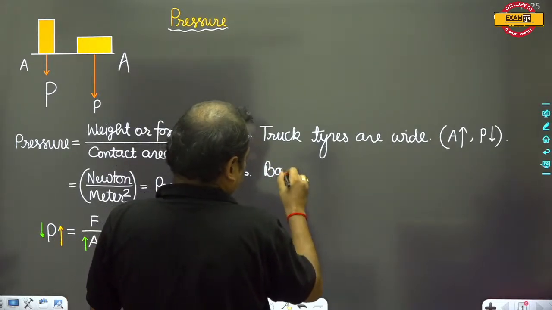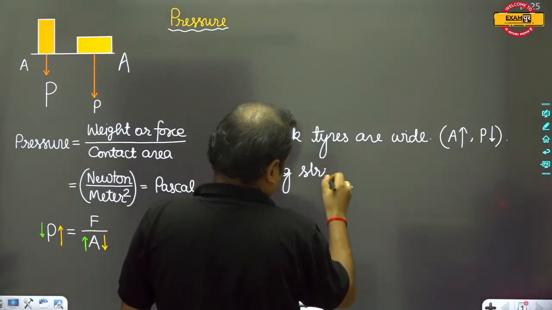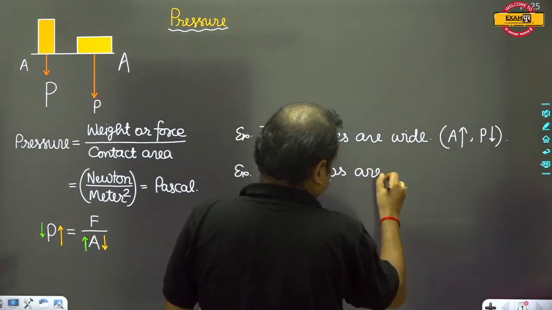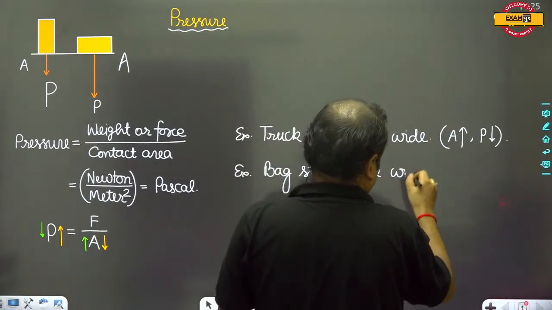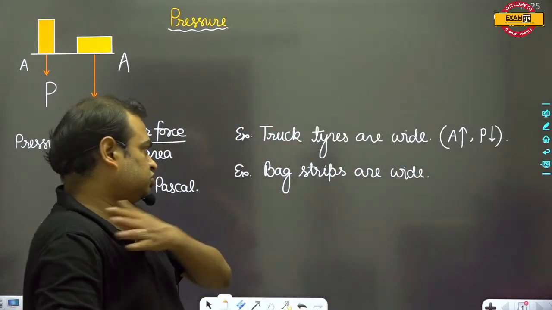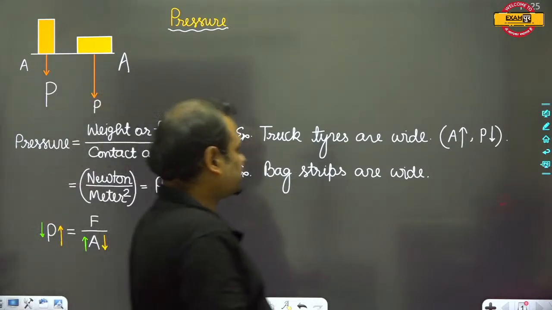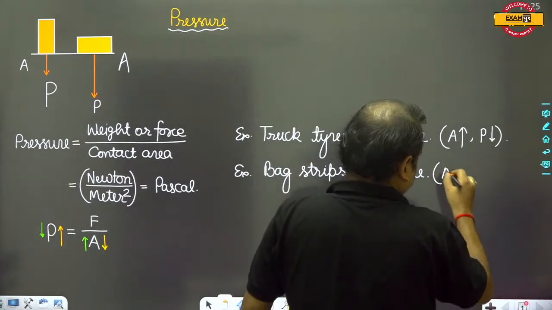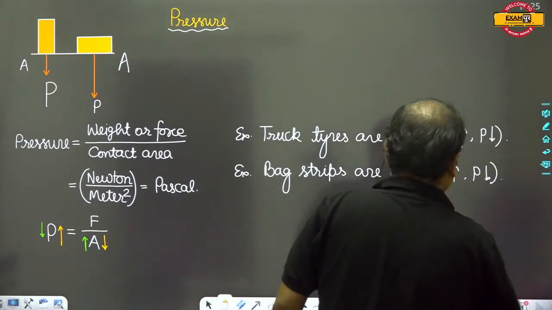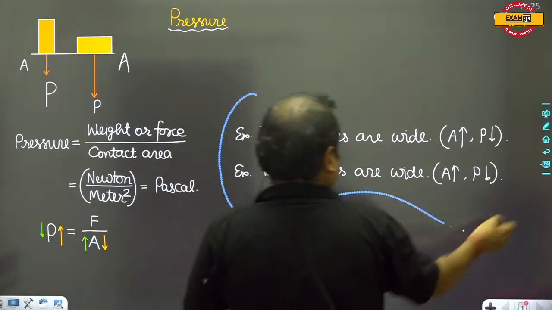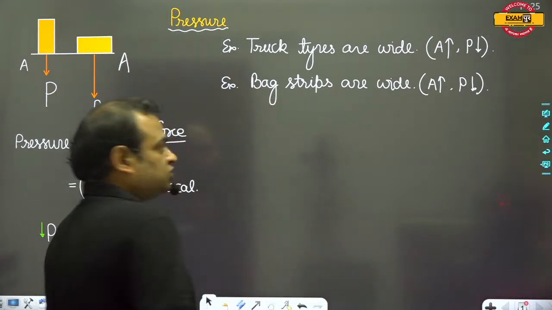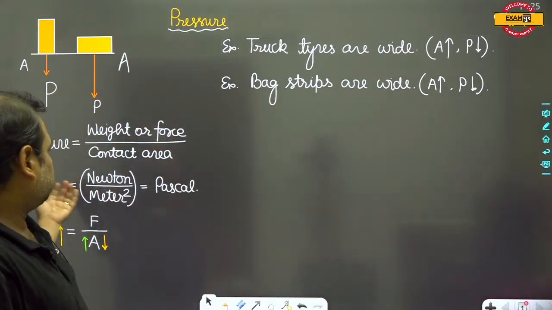Bag straps are wide. Carry bag straps are wide, because if the contact area is high, then the pressure will be low. So these are some examples of this formula.